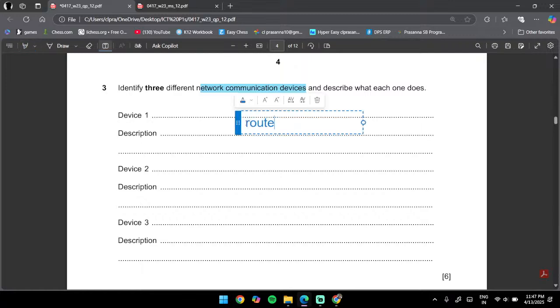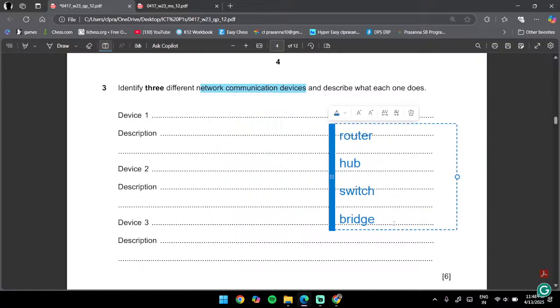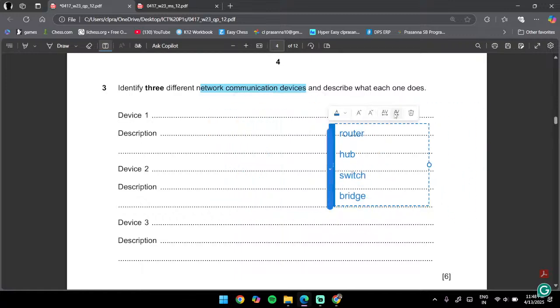So I know router should be part. I know hub should be part. I know switch should also be part. And I think that bridges should also be part. So these are the ones I think should be part. I'll just put them here.